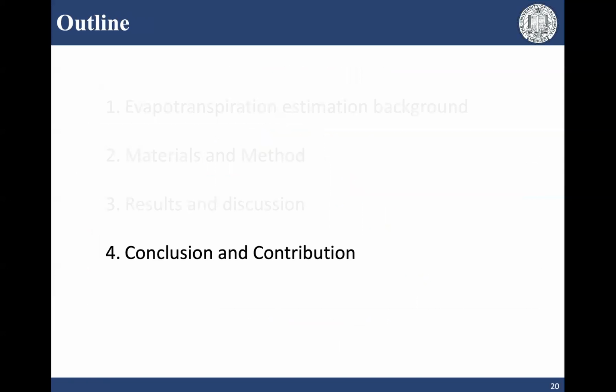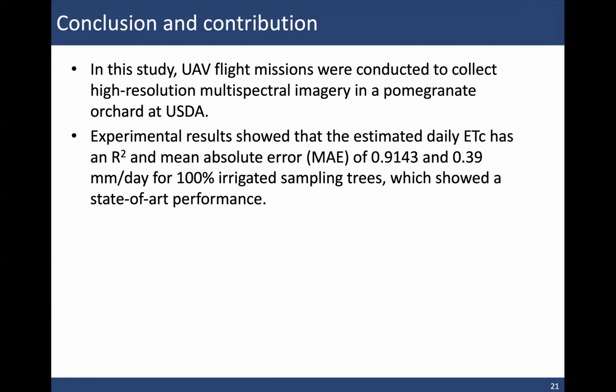So the fourth section is the conclusion and contribution. In this study, UAV flight missions were conducted to collect high-resolution multispectral imagery in a pomegranate orchard at USDA. And the experimental results showed that the estimated daily ETc has an R-square and mean absolute error of 0.9 and 0.39 millimeter per day for 100% irrigated sampling trees, which showed a state-of-the-art performance.